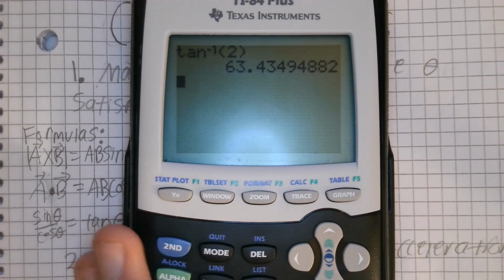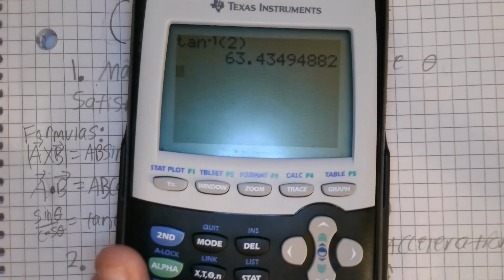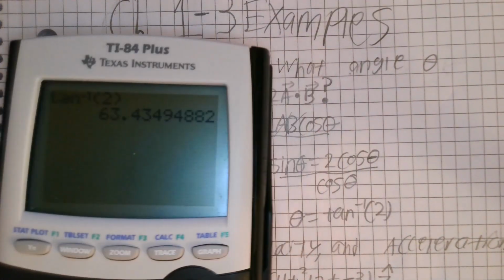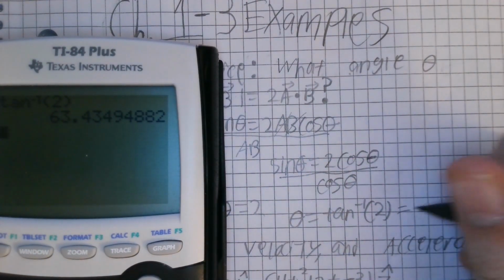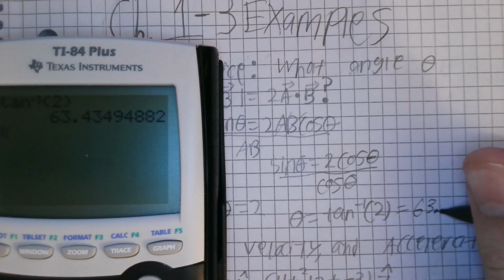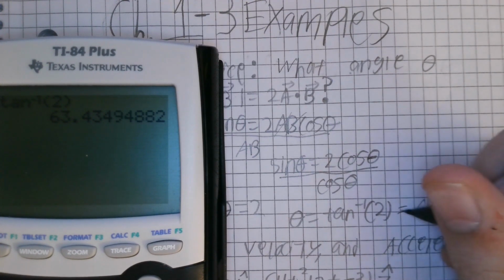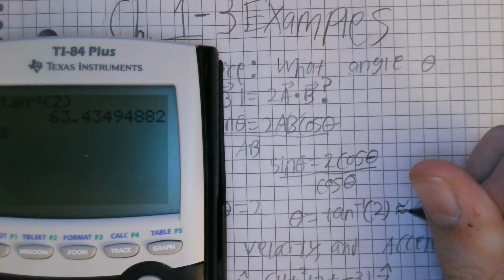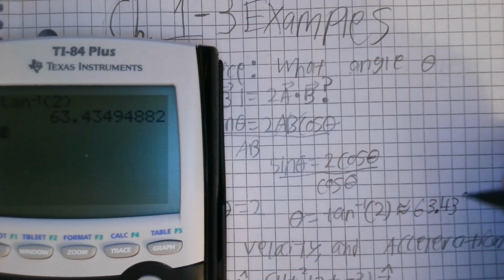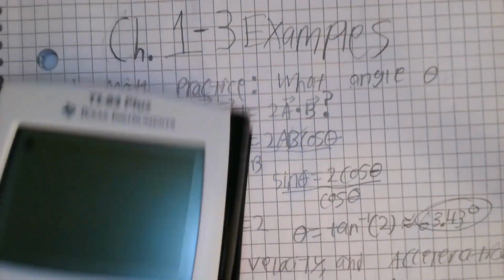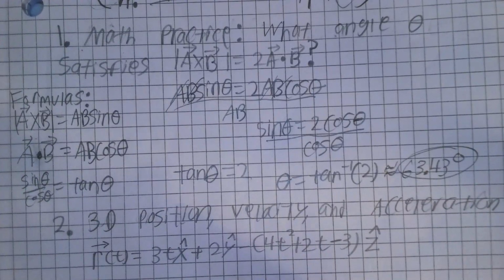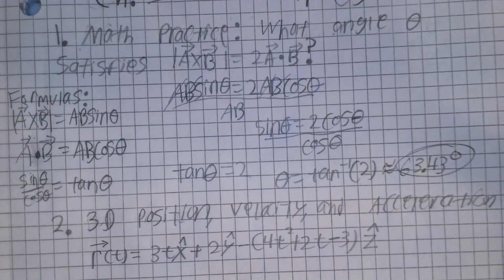My calculator is in degree mode. I worried for a second I had it set in radian mode, but no. So we're going to see that it is roughly 63.43 degrees. Okay. If you want to give an exact answer, give the inverse tangent of 2.